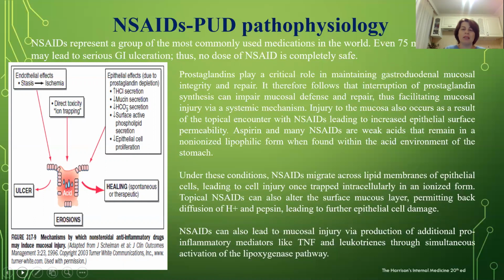It therefore follows that interruption of prostaglandin synthesis can impair mucosal defense and repair, thus facilitating mucosal injury via a systemic mechanism. Injury to the mucosa also occurs as a result of topical encounter with NSAIDs, leading to increased epithelial surface permeability. Aspirin and NSAIDs are weak acids that remain in the nonionized lipophilic form when found within the acid environment of the stomach. Under this condition, NSAIDs migrate across the lipid membranes of the epithelial cells, leading to cell injury once trapped intracellularly in an ionized form.